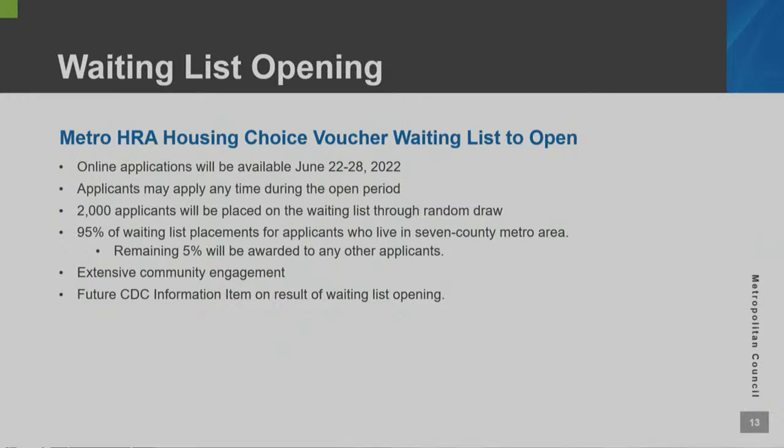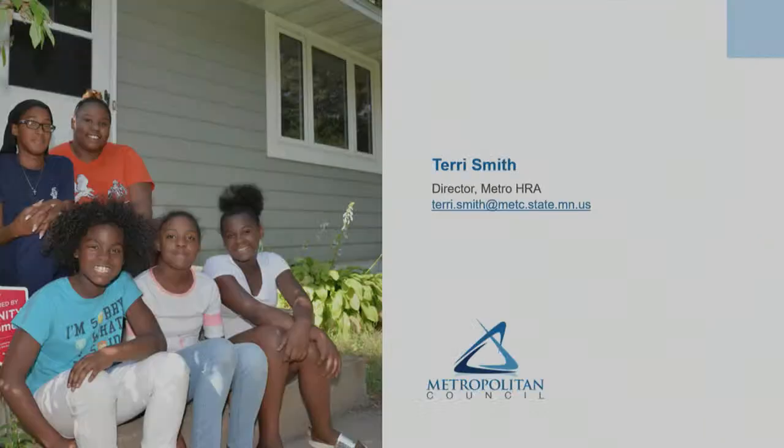Oh, the other thing I should mention is we still have a waiting list preference in our policy document that will require that 95% of the waiting list placements go to households that live, work, or attend school full-time in the 7-county region. They don't necessarily have to live in our service area, but they can live anywhere in the 7-county region. The remaining 5% will be awarded to any other applicant, regardless of where they live, outstate Minnesota, out of state. And our computer system will do those random draws. I think that was all I had. Madam Chair, I'm happy to take any questions.